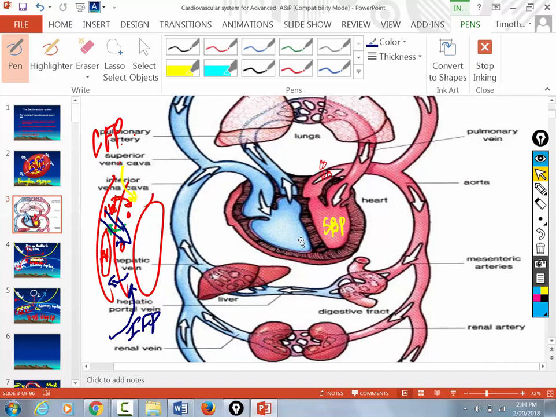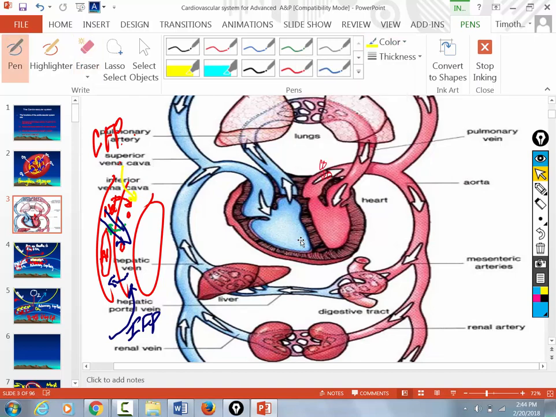Okay. Now watch. What's the valve that separates the left atria from the left ventricle? What is it? Right, it's the mitral valve. See, you thought I was saying the left atria from the pulmonary vein. See, you were tricked. Right? That's why you got to listen. So, watch. This is important.